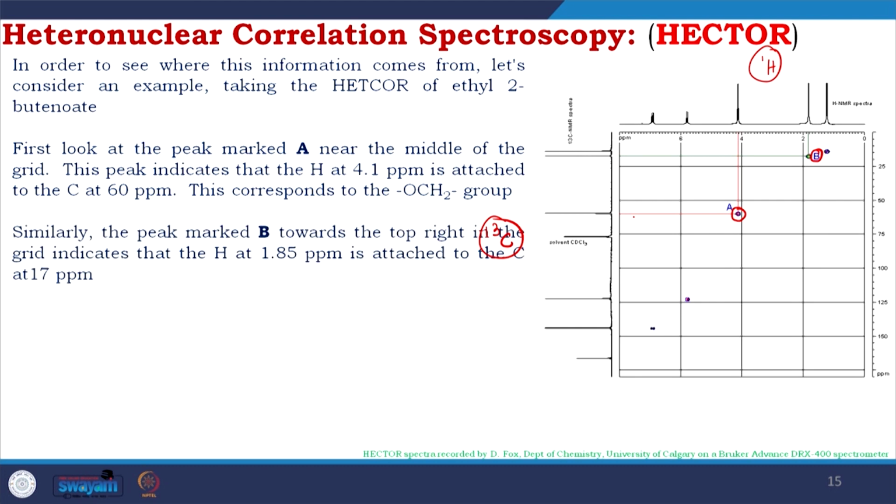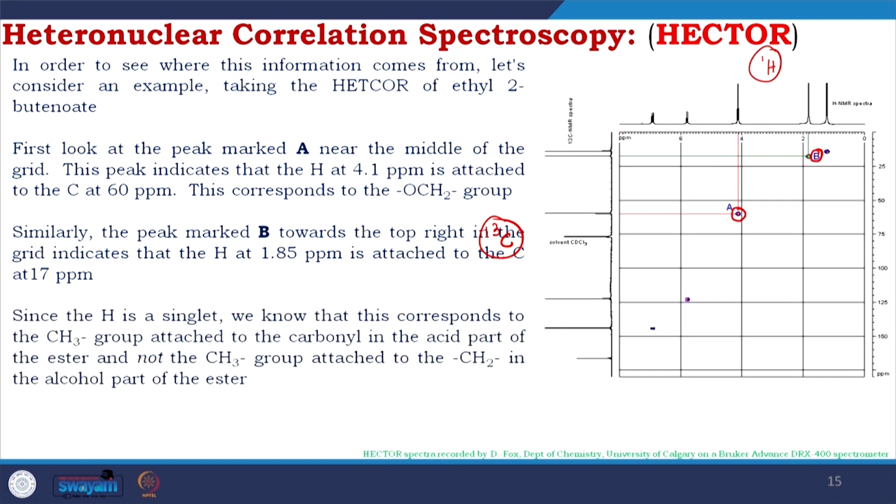Similarly, the marked peak B indicates hydrogen at near 1.85 is attached to the carbon at 17 ppm. The grid values are not given here, but you could understand that these go from lower to higher. So, you see from low to high.